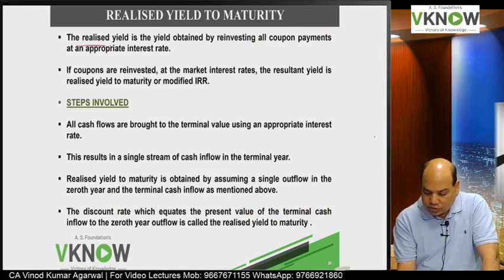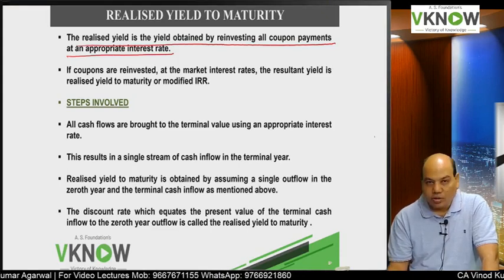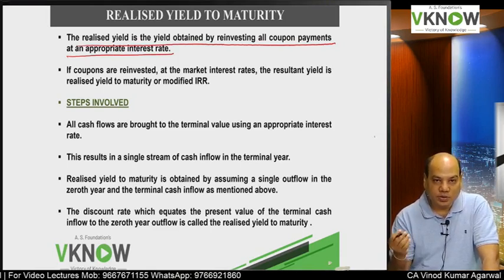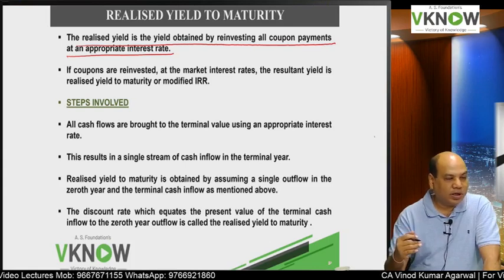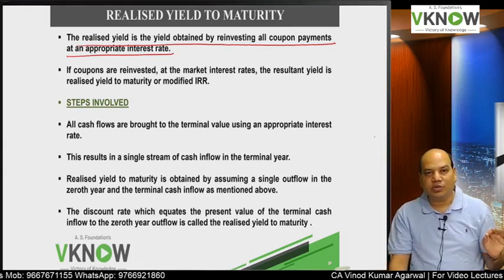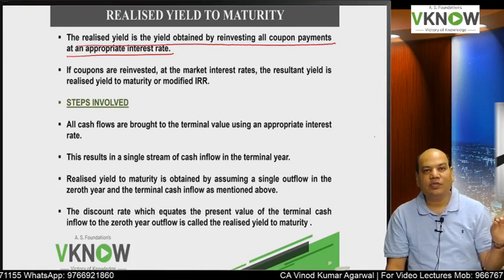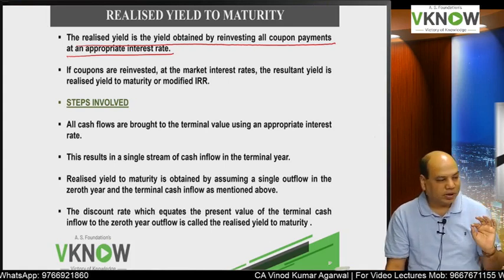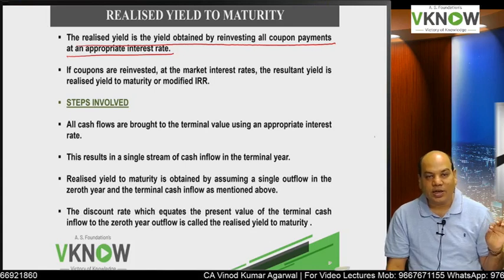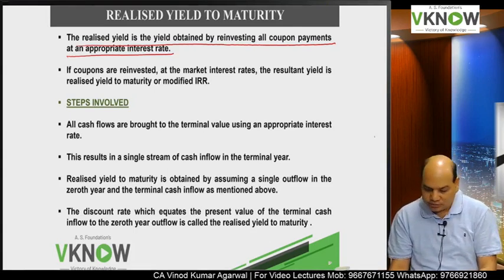The realized yield is the yield obtained by reinvesting all coupon payments at an appropriate interest rate. In case of YTM, what happens? You may get a YTM of 13.6%, but it is not possible that all cash flows will be reinvested at the same 13.6%. YTM or IRR assumes that cash flows are reinvested at the same rate, but practically that is not possible. Therefore, we use an improved version of YTM, realized YTM, where cash flows will be reinvested at an appropriate investment rate.